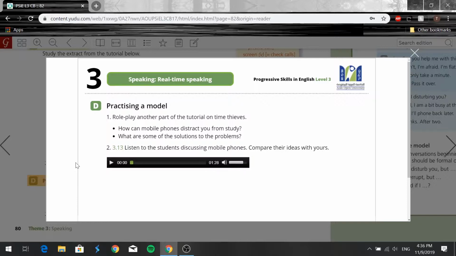So, how can mobile phones distract you from study? Well, some ideas could include that people call or send you messages, right? There are also text alerts, emails, you get the idea, etc. It's always going off. And you could play games, listen to music, and all of these could count as distractions that could distract you from studying properly.